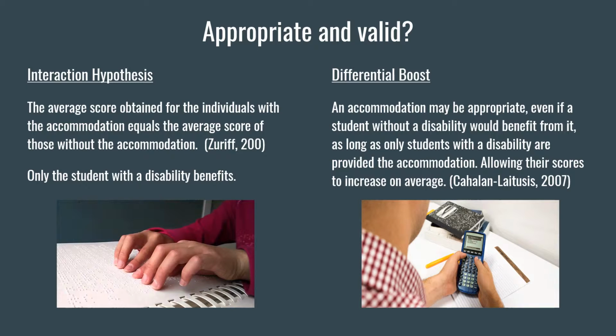The other theory of accommodation is called differential boost. It says accommodations are appropriate even if a student without a disability would also benefit from it, as long as only the students with a disability are provided that accommodation, allowing their scores to increase on average. An example is the calculator. All students would benefit from using that on tests, but only a child with a learning disability in math would be provided that accommodation. So two very different philosophies and theories on what constitutes an appropriate accommodation and then how to implement them.